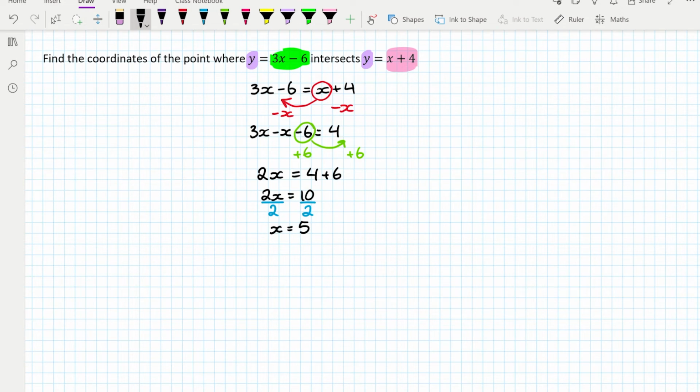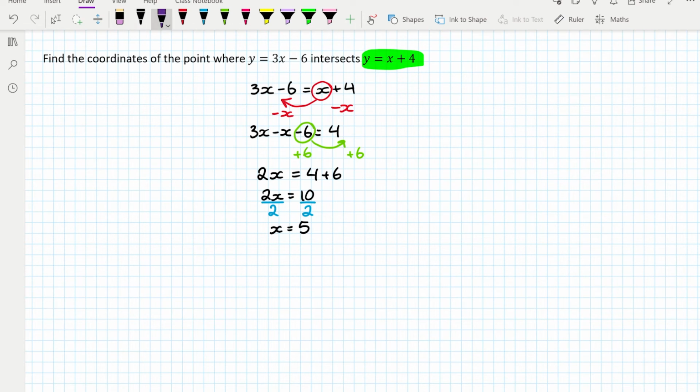But that is not our full solution to this, because the question says find the coordinates of the point. So we've only got one of the coordinates, which is our x value. We need to find our y value. In order to find the value of y, we're going to take this value of x and put it into either one of our two equations. It doesn't matter which one, because if we've done this correctly, it will give us the same answer either way. So we're going to take the second one, y equals x plus 4, entirely because it's just going to be a simpler calculation to do.